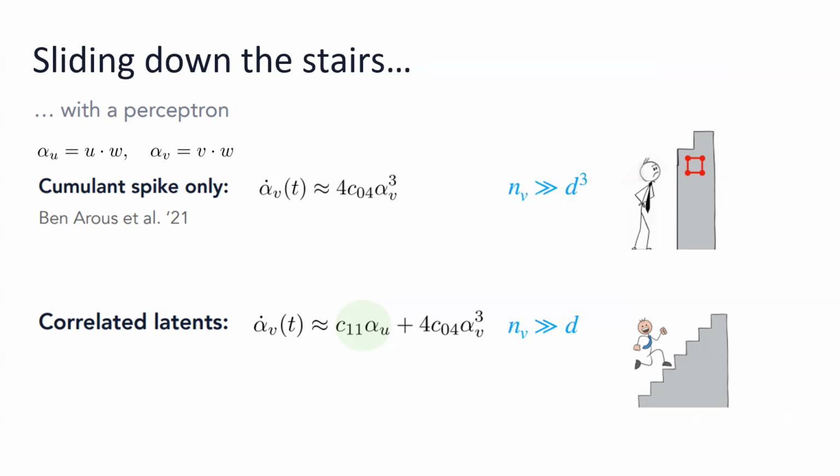Instead, if you have correlated latents, you have an additional term here that depends on alpha u, but alpha u is the easy spike, so alpha u will learn fast, and it will boost the derivative to also learn alpha b. And so it's like having additional steps starting from zero, so that you will climb the staircase very fast.